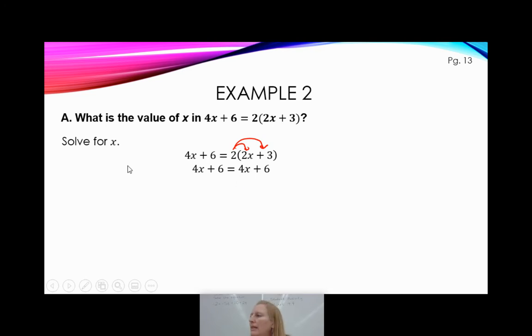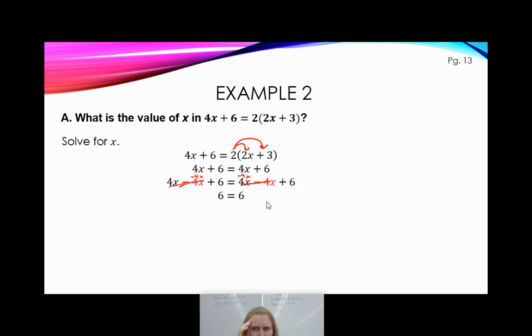I don't like that I have x's on both sides, so I'm going to move the x over. I'm going to go ahead and subtract 4x from both sides. So now I have 4x minus 4x. Uh-oh. Wait, what happened? All of my x's just canceled out, didn't they? 4x minus 4x is 0. So I have 6 equals 6.